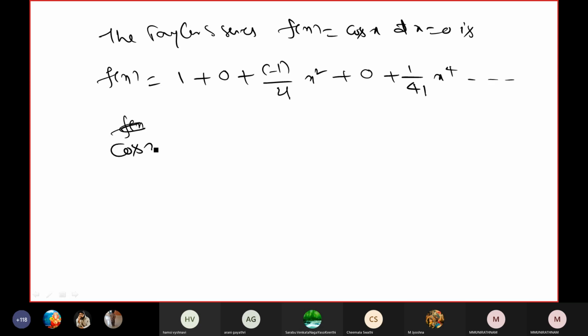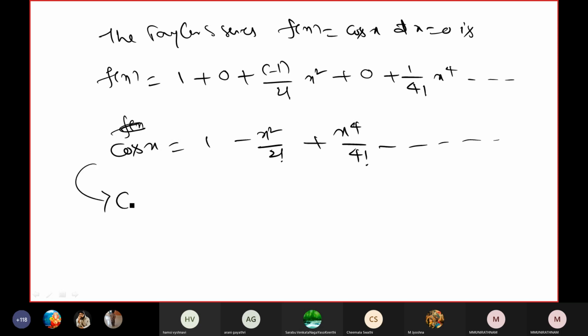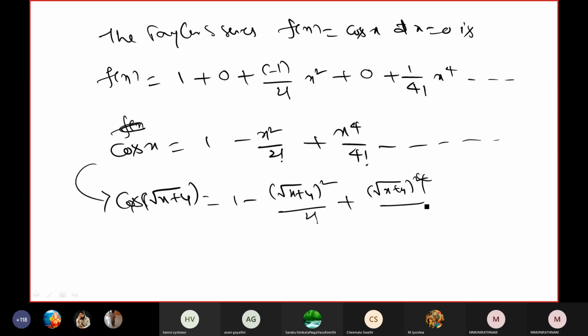Nothing but cos x equal to 1 minus x square by 2 factorial plus x power 4 by 4 factorial plus and so on. So this is the Taylor series of cos x. I want cos of root of x plus 4: 1 minus root of x plus 4 whole square by 2 factorial plus root of x plus 4 whole square whole power 4 by 4 factorial and so on. Taking the derivative of this takes somewhat more time, but it is easy to write from here.